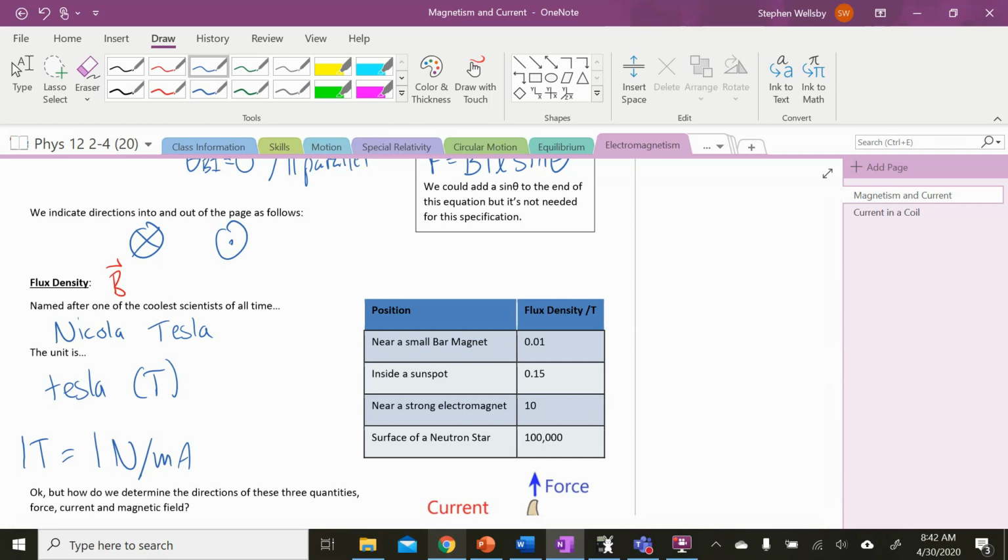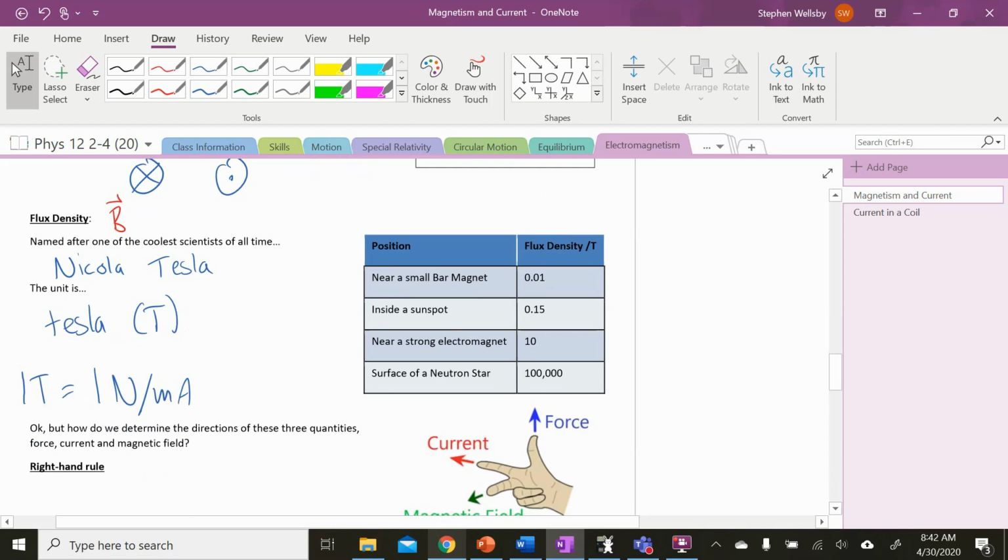It's a very strong magnetic flux density. If we're near a small bar magnet, that's probably about 0.01 Teslas. Some of the strongest electromagnets in the world are only about 10 Teslas. Inside a sunspot, very magnetic, is about 0.15. The surface of a neutron star, though, is very magnetic, around 100,000 Teslas, which is just unbelievably strong. Anything that's even remotely magnetic would be pulled towards the surface of a neutron star with a force that's hard to comprehend.